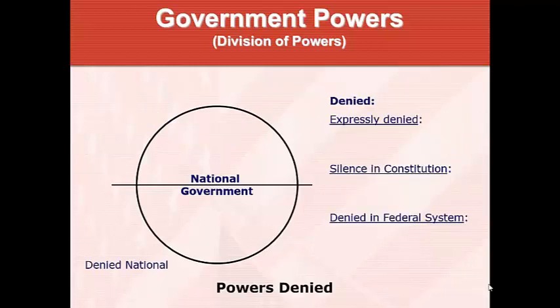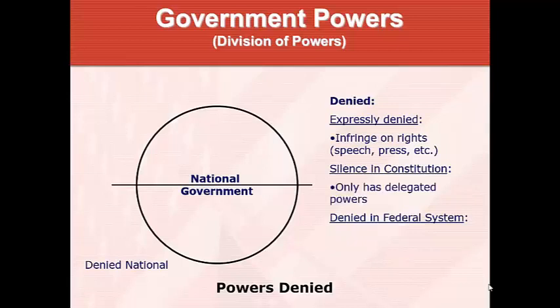Now, there are also powers that are denied a national government, and our framers did this in order to protect the people and also to protect the states. So some that are expressly denied, they cannot infringe upon the rights of speech or press. Remember that these are listed in the Bill of Rights, which was hugely important in ratifying the Constitution in the first place.